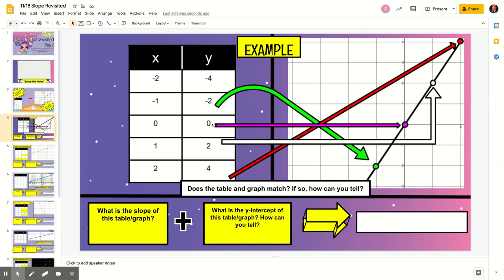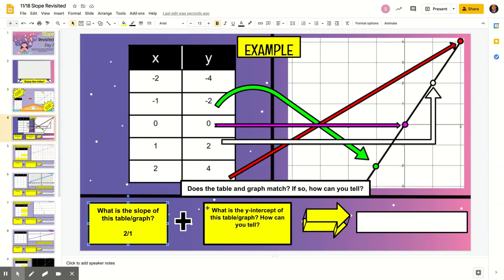But some of you looked at that and panicked. So then look at your table. How do I get from 0 to 2? I would add 2. Well, how do I get from 0 to 1? I add 1. So it's 2 over 1. So the slope of this table or graph would be 2 over 1.